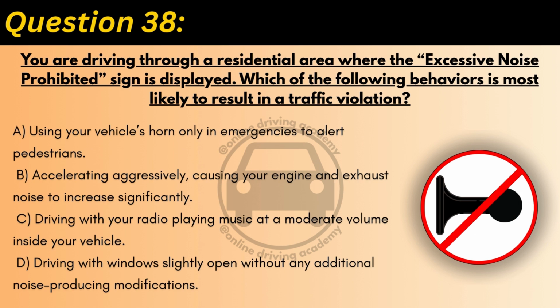You are driving through a residential area where the excessive noise prohibited sign is displayed. Which of the following behaviors is most likely to result in a traffic violation? Option A. Using your vehicle's horn only in emergencies to alert pedestrians. Is it option B? Accelerating aggressively, causing your engine and exhaust noise to increase significantly. Is it option C? Driving with your radio playing music at a moderate volume inside your vehicle. Or is it option D? Driving with windows slightly open without any additional noise producing modifications. Now the correct answer here is going to be option B, accelerating aggressively, causing your engine and exhaust noise to increase significantly. Because options A, C and D are all allowed.